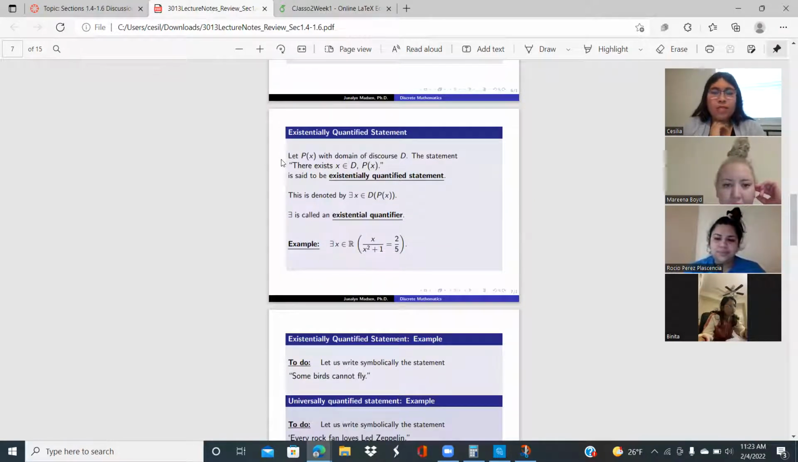And then, let P of X be a propositional function with the domain of discourse D. The statement "there exists X element of D, P of X" is said to be an existentially quantified statement. This is denoted by the existential quantifier.